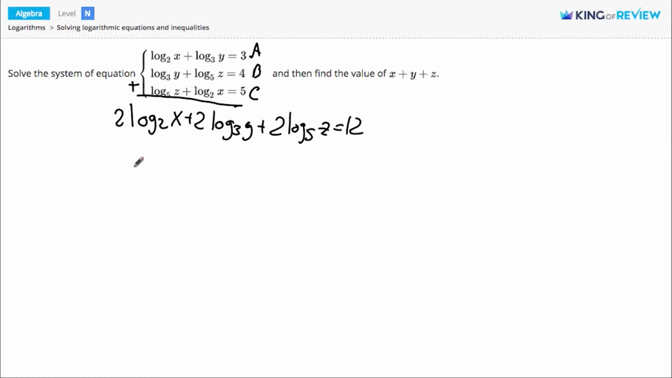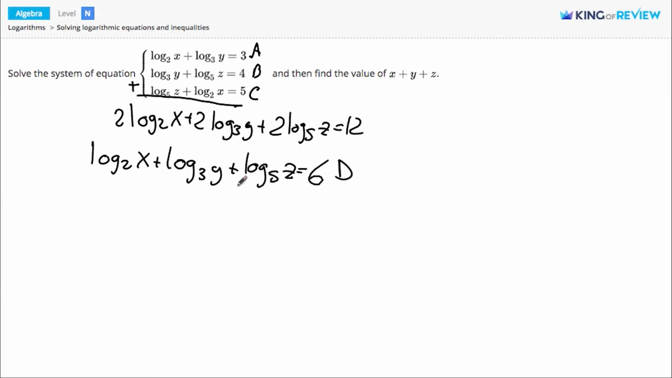Now I notice that everything in this equation is divisible by 2, so I'm going to divide everything by 2 to get the log base 2 of x plus the log base 3 of y plus the log base 5 of z is equal to 6. And let's call this equation D.